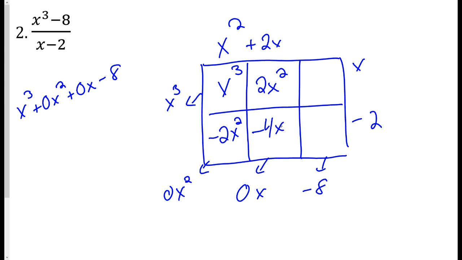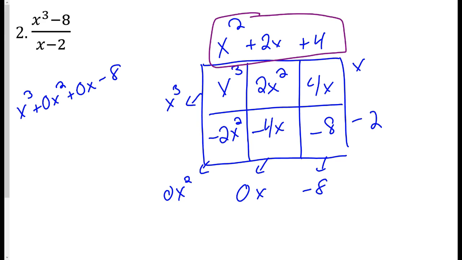What plus negative 4x gives me 0x? The opposite of that does. So there's a 4x there. What times x gives me 4x? Plus 4. 4 times negative 2 is negative 8, as we want. So the quotient is x squared plus 2x plus 4.